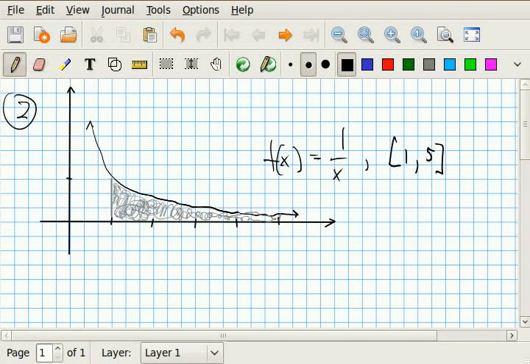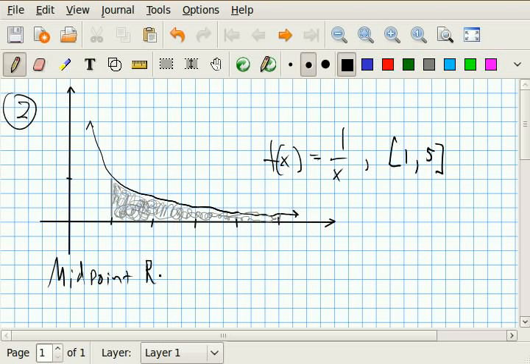Okay, looking at an example of computing an area using the midpoint rule and also finding the exact area using a definite integral. So this is number 2 in the book, and they give us a picture here. They ask us to find the area below the curve f of x equals 1 over x between 1 and 5. And again, 2 problems here.